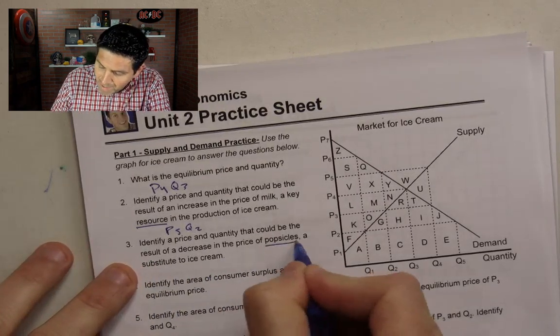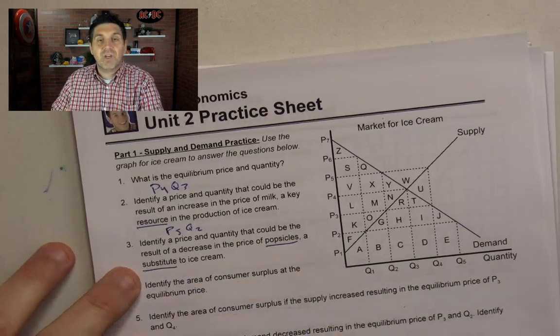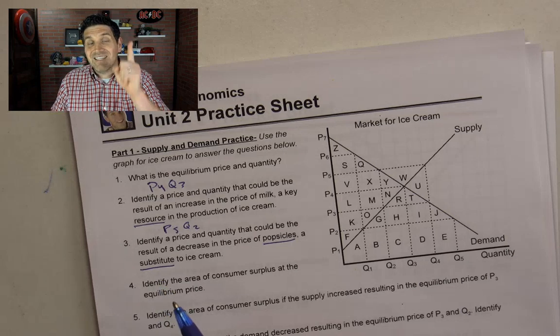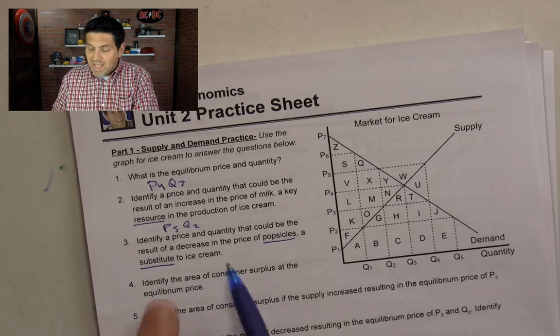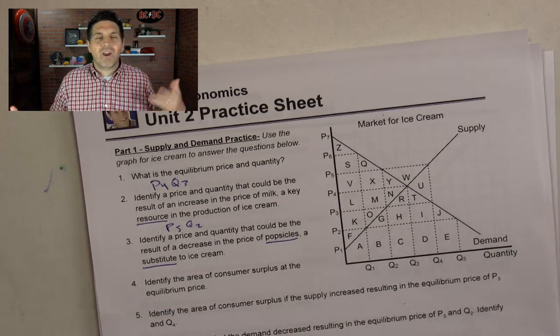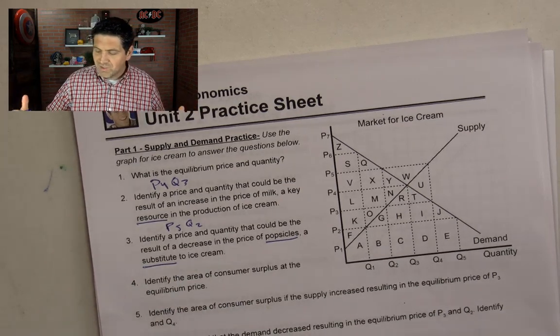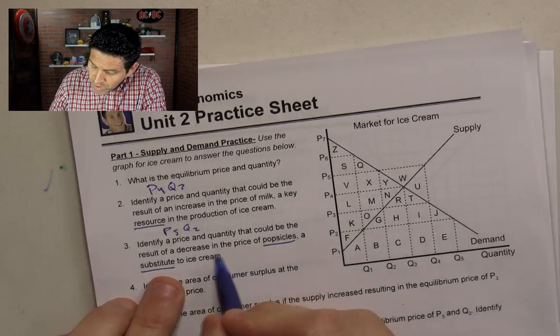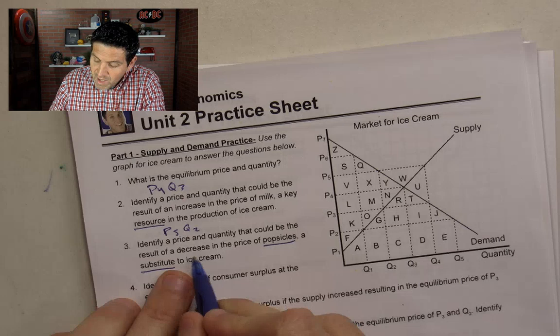Okay, identify a price and quantity that could be the result of a decrease in the price of popsicles, a substitute to ice cream. Again, you could probably put together that popsicles are a substitute, but the test is going to tell you specifically the relationship. It's going to say, these are substitutes. Your teacher has to do that, or else you can make an argument: well, I don't know, are popsicles used to produce a certain type of ice cream? I don't know, whatever.